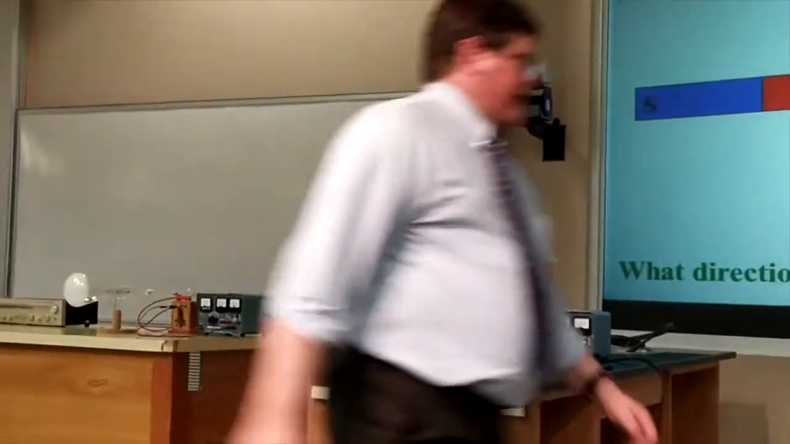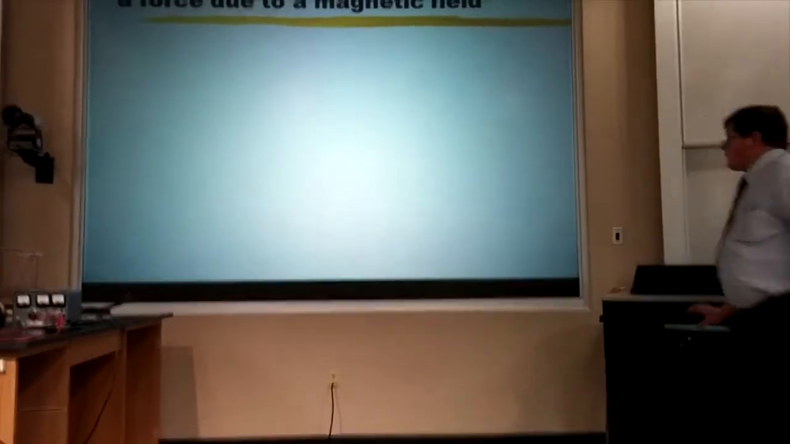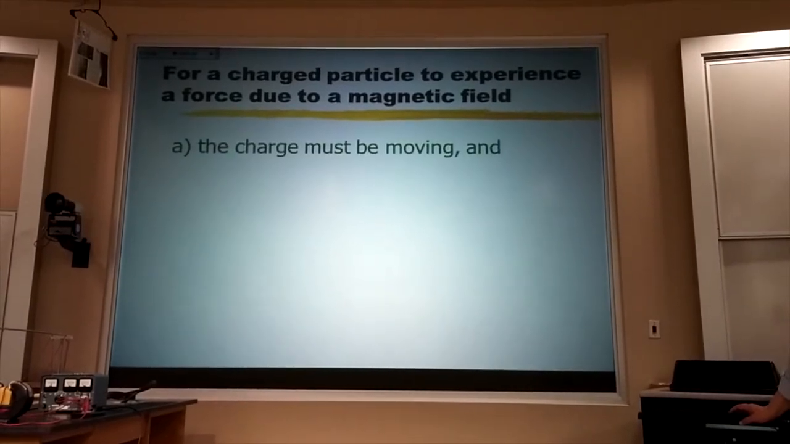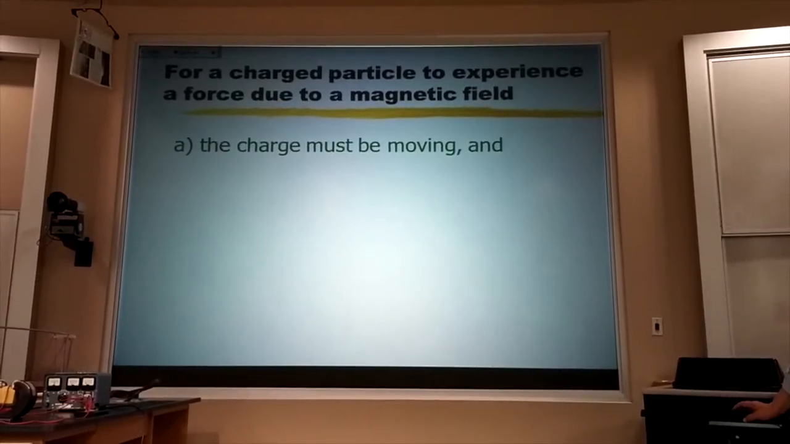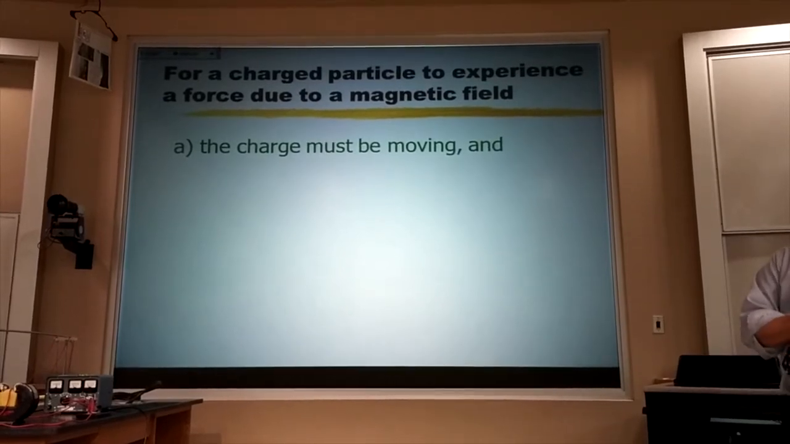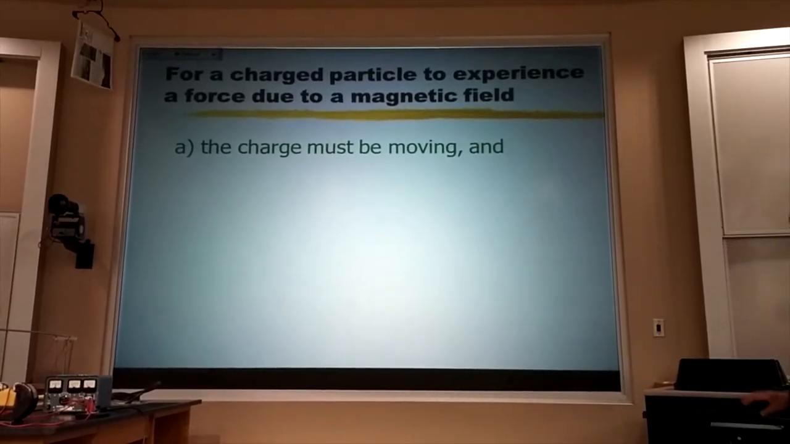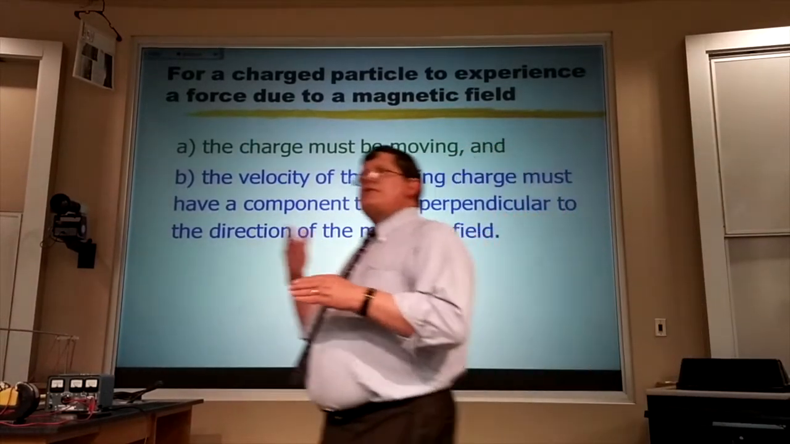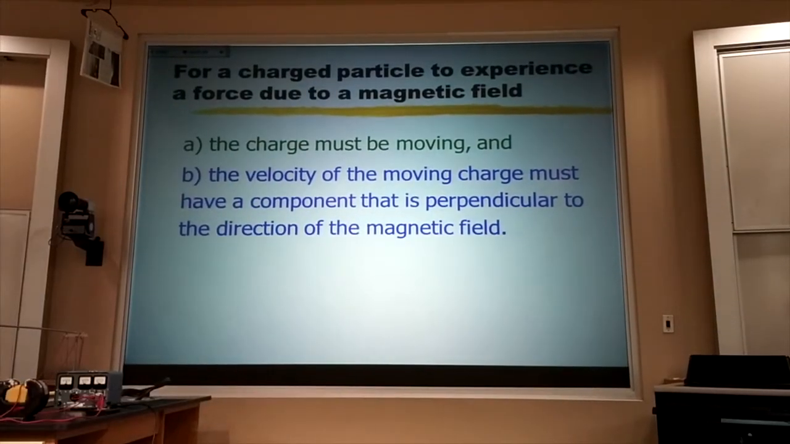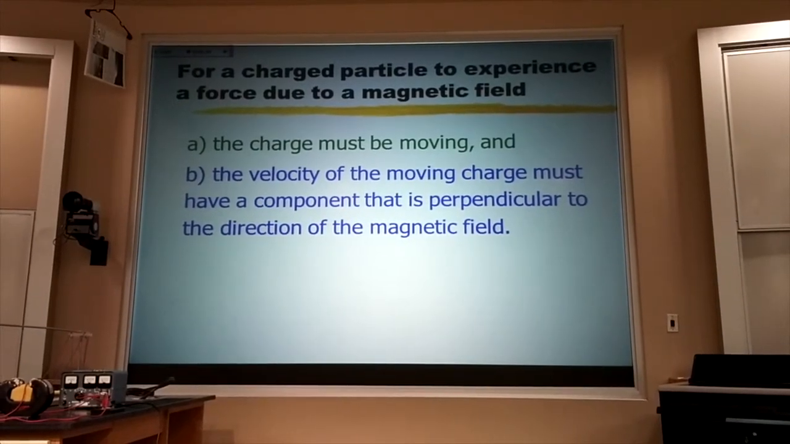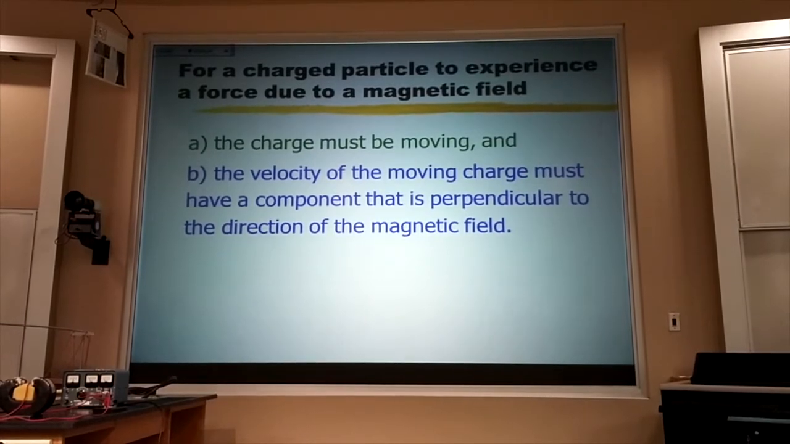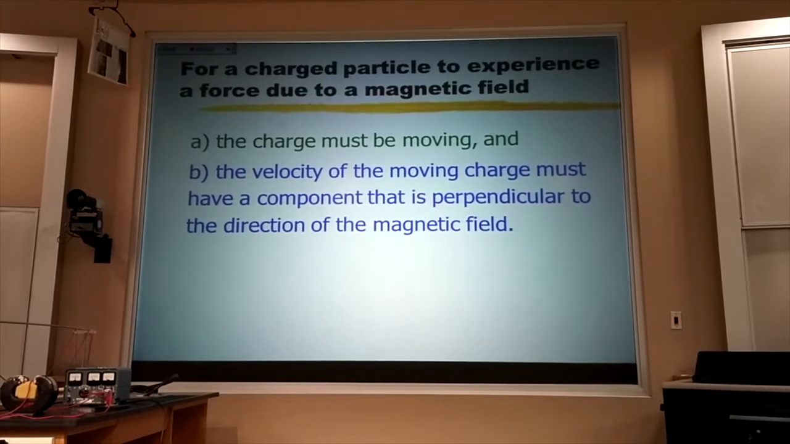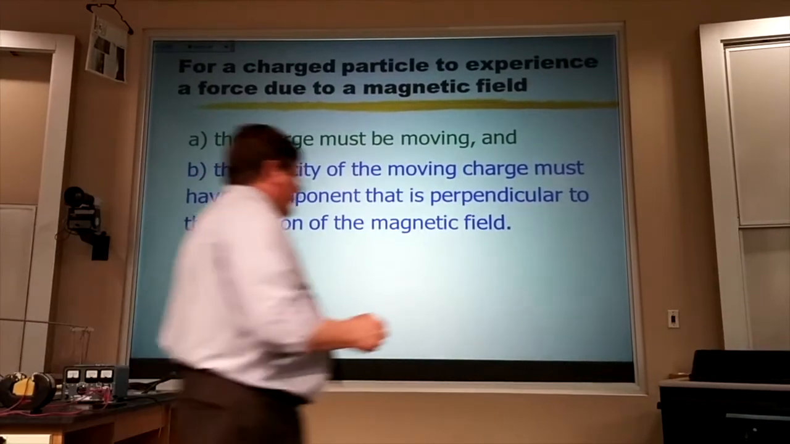What we found last day, quick review, is in order for this magnetic force to act on a charged particle, that particle has to be moving. If it's just sitting on the table, you're not going to make a magnetic force act on it. Not only does it have to be moving, it has to be moving at least in part across the field lines. If these particles are moving along the field line, they don't feel any force. Or if they're moving opposite the field line, they don't feel any force. It's when they try to cut across the field that they feel the force.